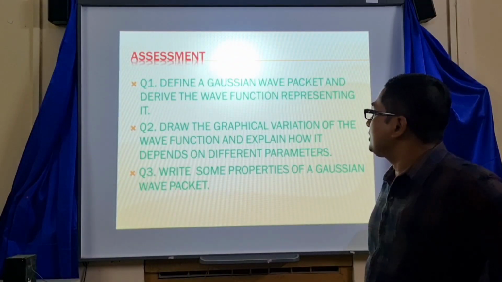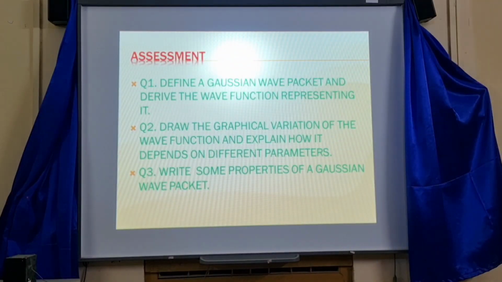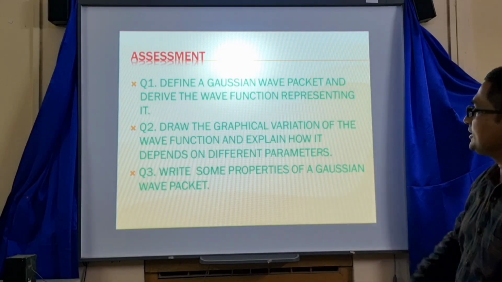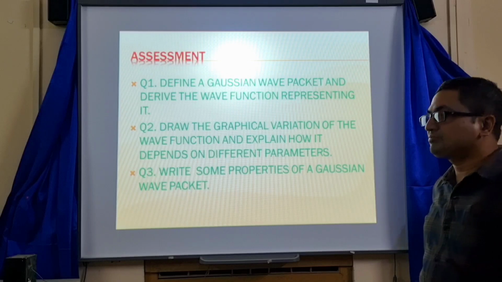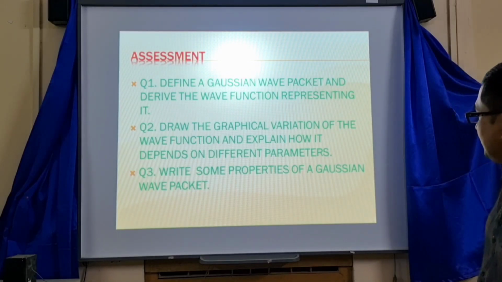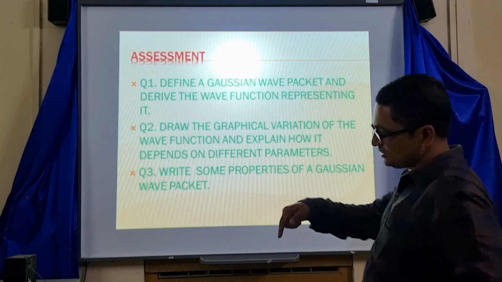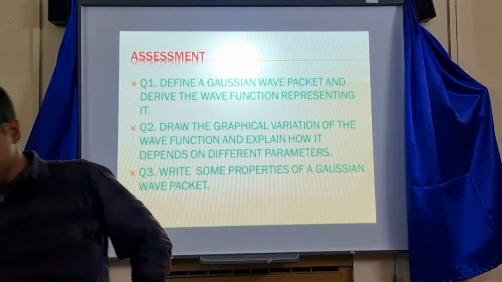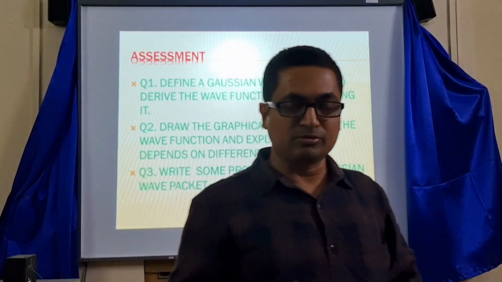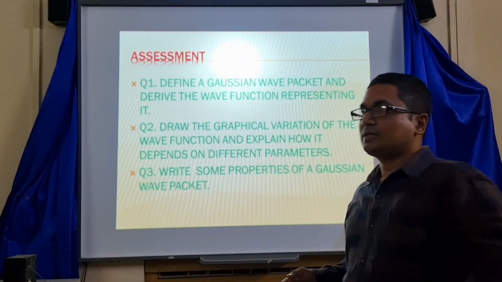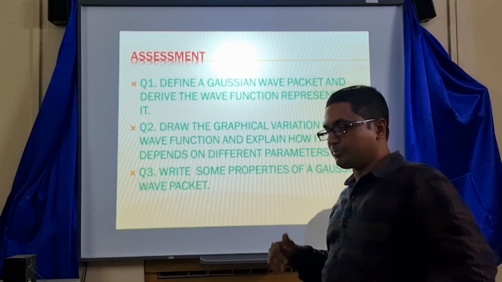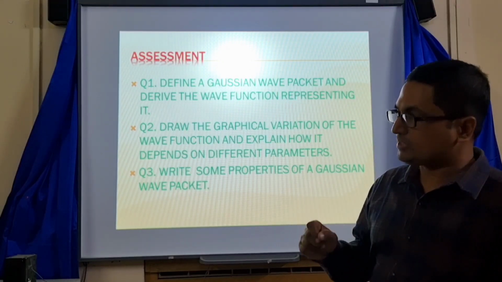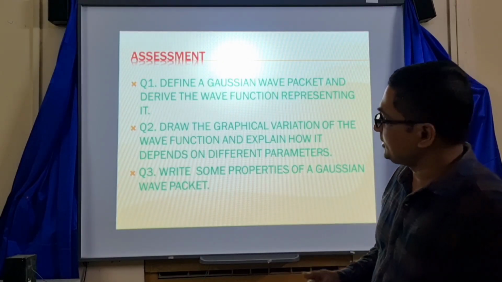This kind of assessment for us: what is the Gaussian wave packet and the wave function for it? Then the graphical variation of the wave function, which is depicted in figure 1, and how we explain it in terms of different parameters like alpha, and then some properties of the Gaussian function discussed in the last slide. There are a high number of properties. So to conclude, the Gaussian wave packet is a very simple kind of wave packet as compared to others because it leads to the minimum product of uncertainty in position and momentum.